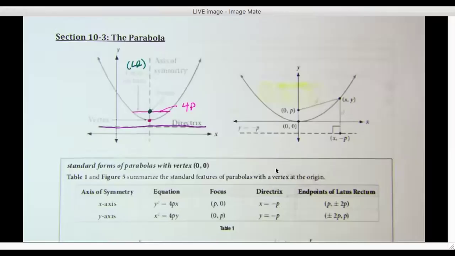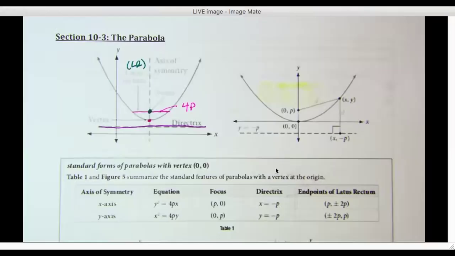All right, this last section of chapter 10 is all about the parabola. Now, you are familiar with parabolas at this point, but you've only probably seen vertical parabolas, either going up or going down. What we are going to see in this section is not only vertical parabolas, but also horizontal parabolas, so going to the right and going to the left. We're also going to see some new aspects of the parabola that you have not seen before.